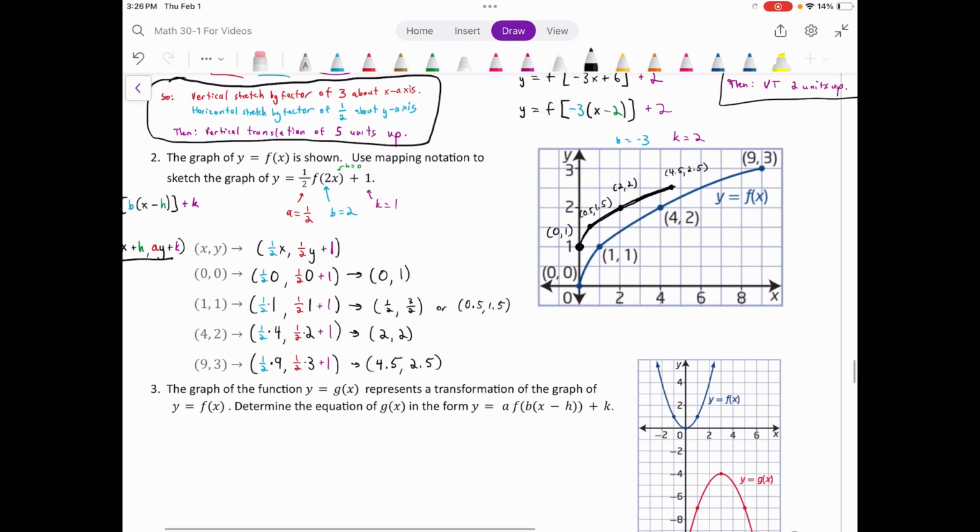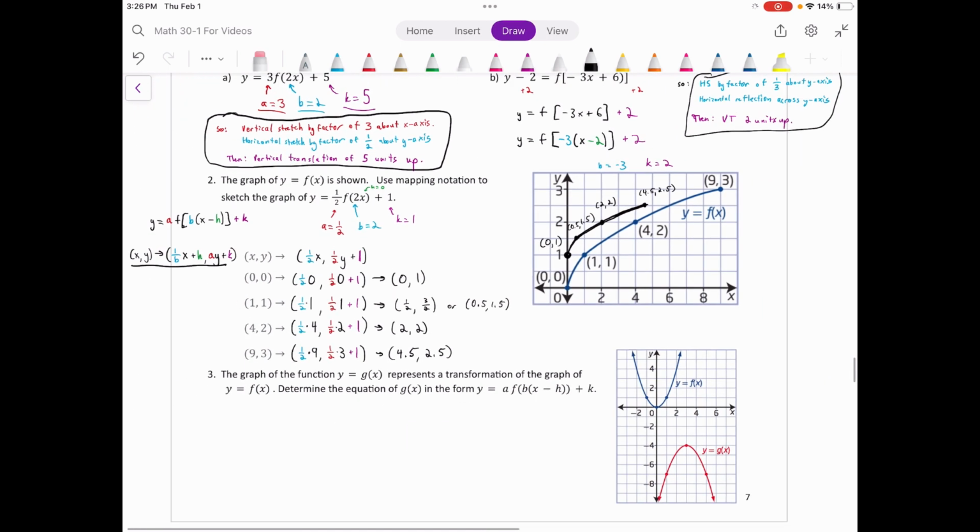And there we go. We used our mapping notation to think about what happens to each (x, y) point on the original graph, and then we just did that for each point to figure out where the new points would be.